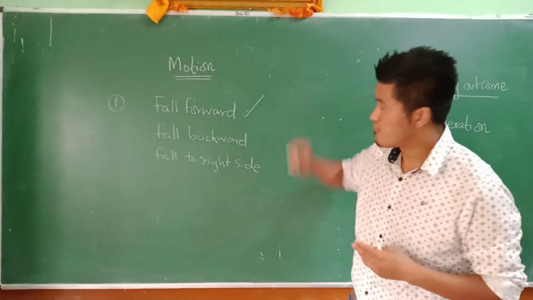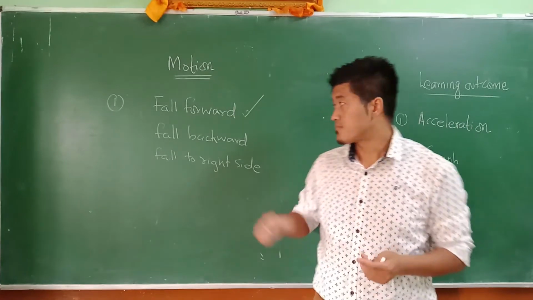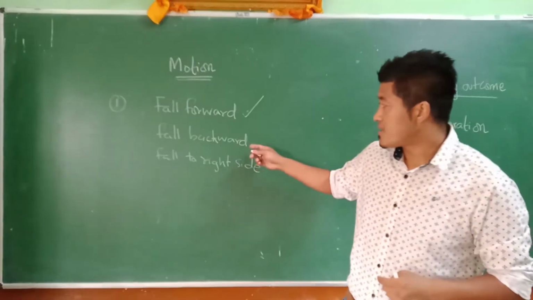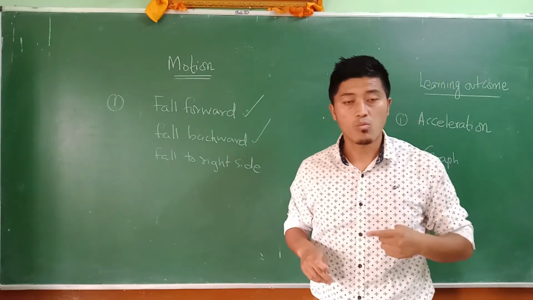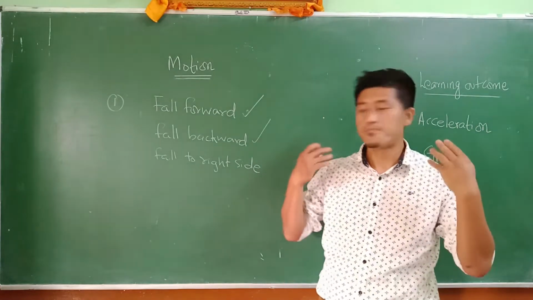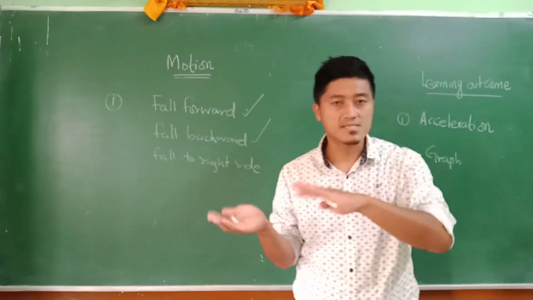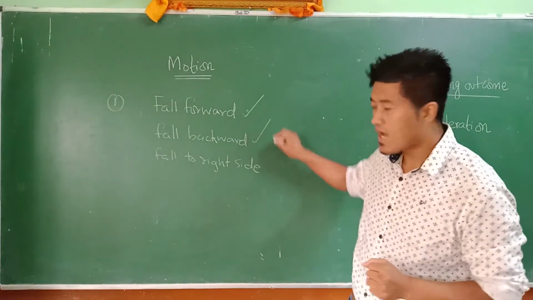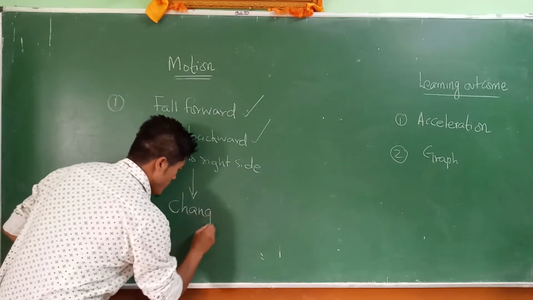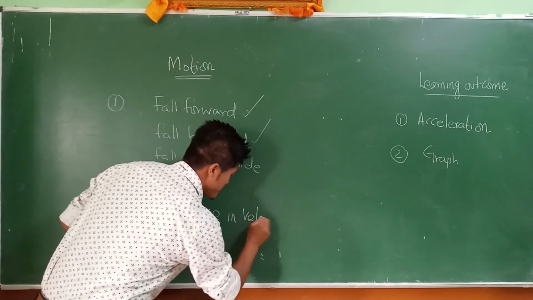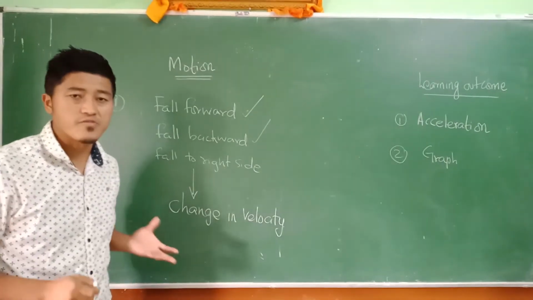Fall forward. For example, if you are traveling in a bus and the bus driver decides to put on the brake, then we begin to fall forward. And if all of a sudden the bus driver speeds up without our knowledge, our body begins to push back. And if the driver turns to the right side, we begin to fall to the right side, in the same way, right? So all these things are happening. Why? Because there is a change in velocity which is taking place. Whenever there is a change in velocity, these things happen.